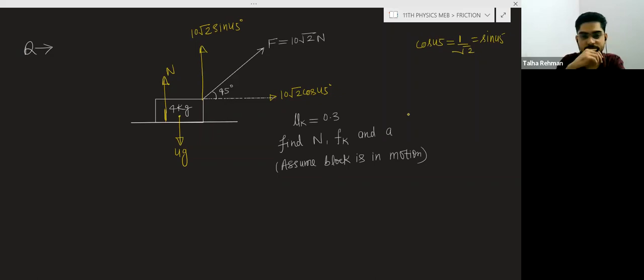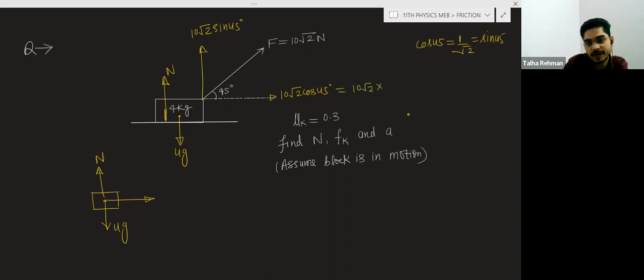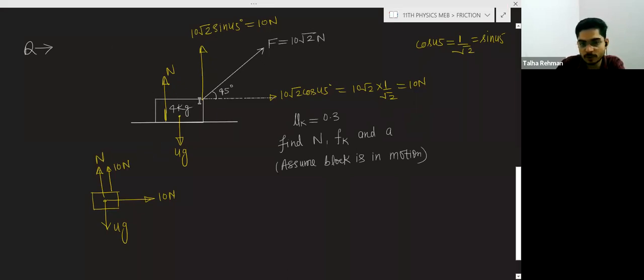Now, see the total forces on the block. This is the block. One force is 4g. Another is the normal reaction. One force is acting in this direction, that is 10 root 2 cos 45, and cos 45 is 1 by root 2, so it will be 10 newton. This will also be 10 newton when you solve it. So here is another force of 10 newton. And this block is moving, so there will be a kinetic friction force Fk, which acts tangentially, in this direction.